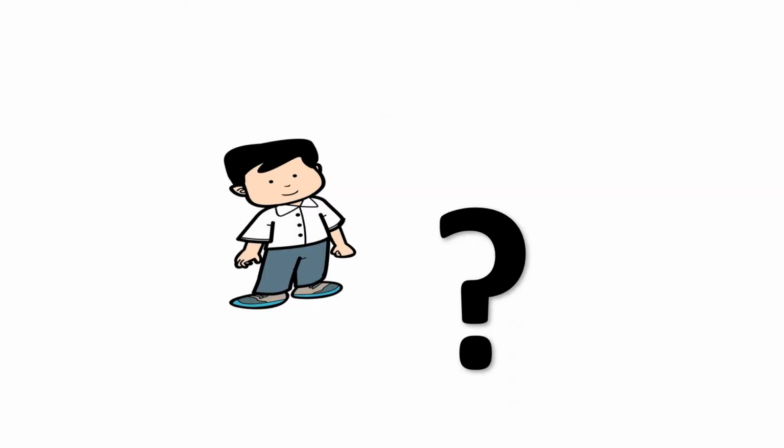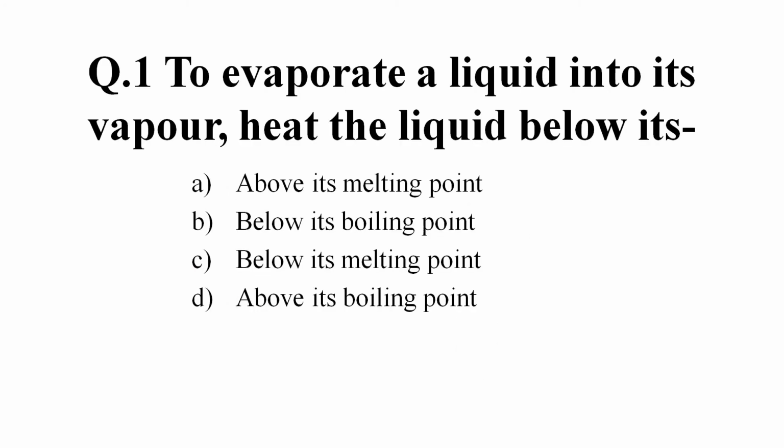Now let us revise what we have learned today by solving some questions. Question number 1. To evaporate a liquid into its vapor, heat the liquid: option A, above its melting point; option B, below its boiling point; option C, below its melting point; option D, above its boiling point. And the correct answer is option B, below its boiling point.